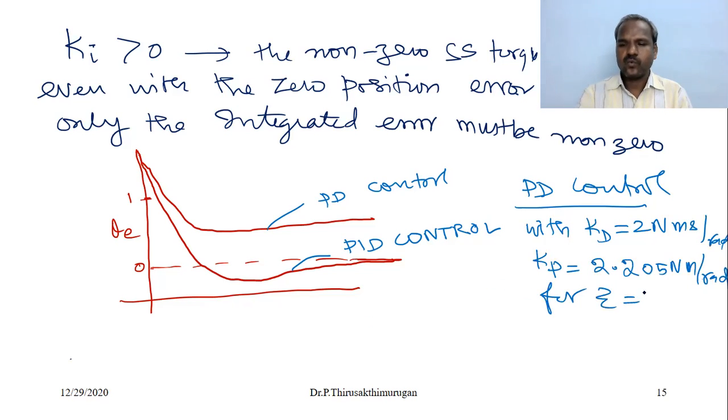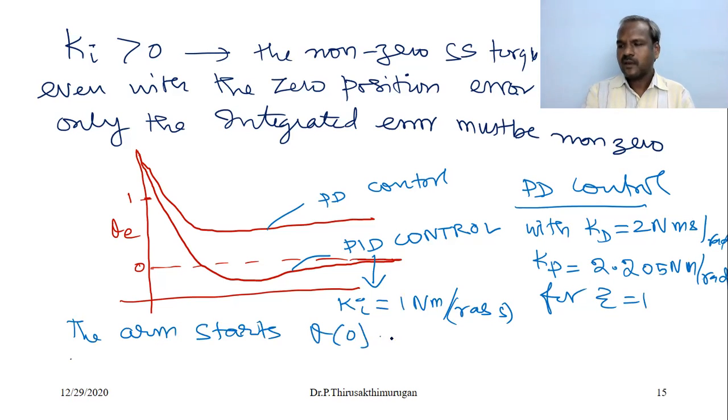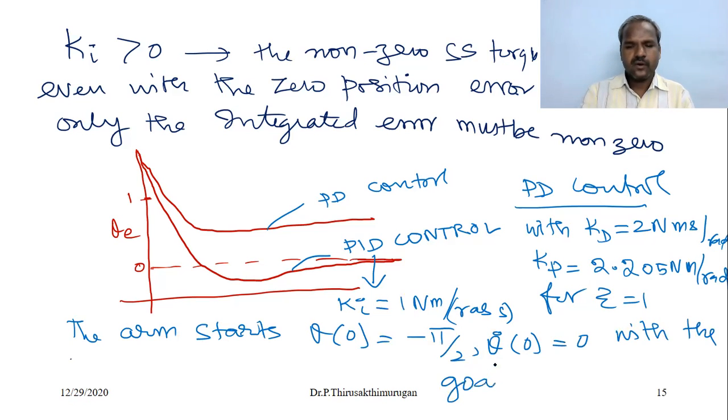For zeta equal to 1, critically damped. And for PID control, we introduce KI equal to 1 Newton meter per radian second. The arm starts at theta of 0 equal to minus pi by 2, theta dot of 0 equal to 0, with the goal state theta d equal to 0, theta dot d equal to 0.